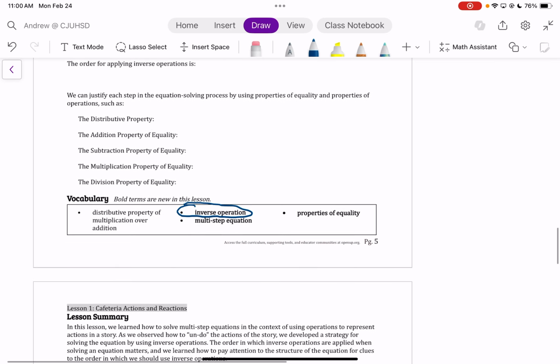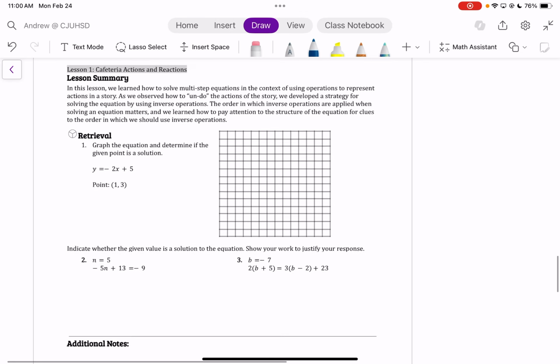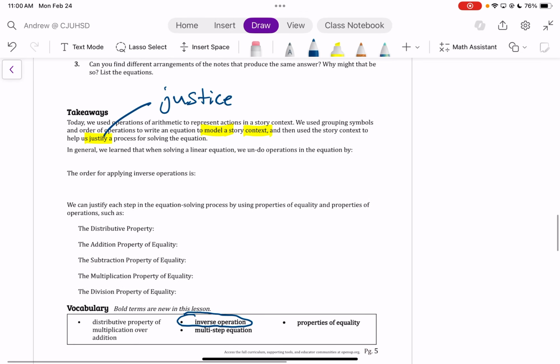Okay, so we didn't work on this. We didn't have time for that. That's the end of the lesson. And then we'll do the ready, set, go next time.